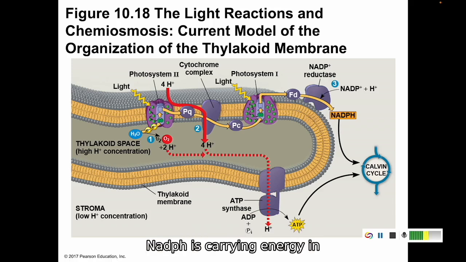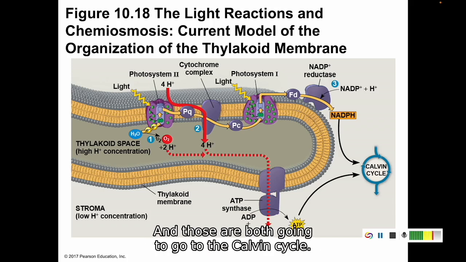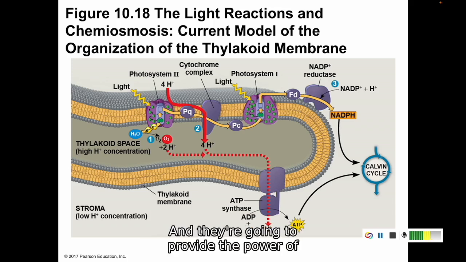Okay, so NADPH is carrying energy in the form of excited electrons, and ATP is carrying energy as the energy currency of the cell. And those are both going to go to the Calvin cycle, and they're going to provide the power for the Calvin cycle to take carbon dioxide and turn it into sugar.